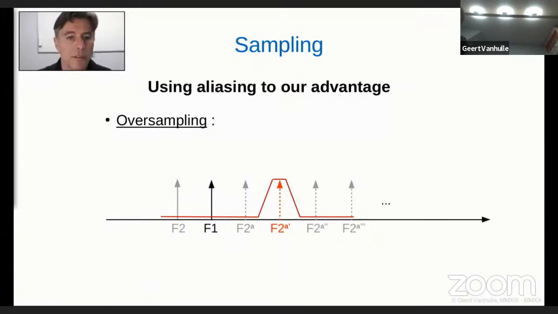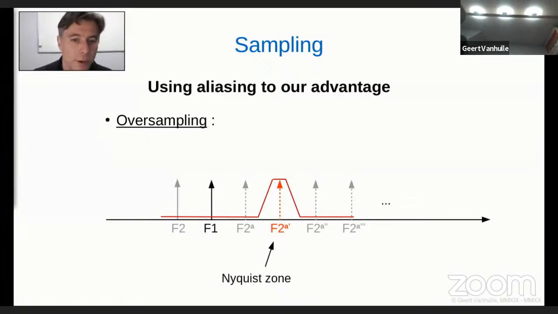So due to oversampling, with for example an AD converter that has a bandwidth of 30 megahertz, we could actually sample, for example, a 300 megahertz signal. Yeah, so this is great. But what do we have to keep in mind? We can sample only one what we call a Nyquist zone.